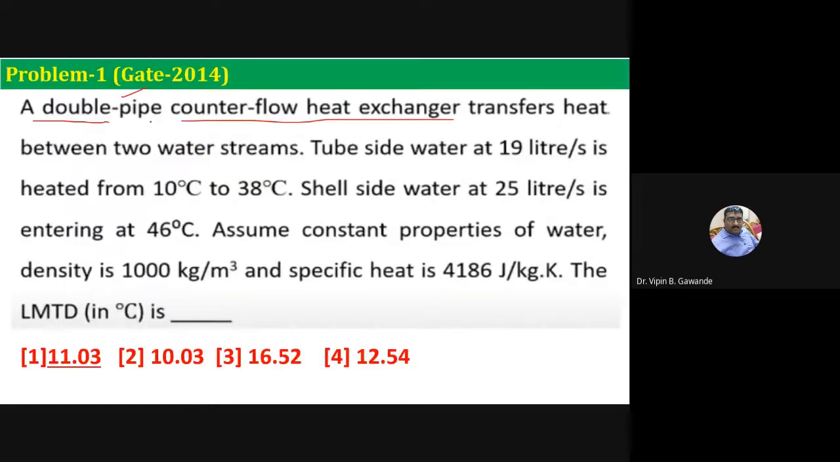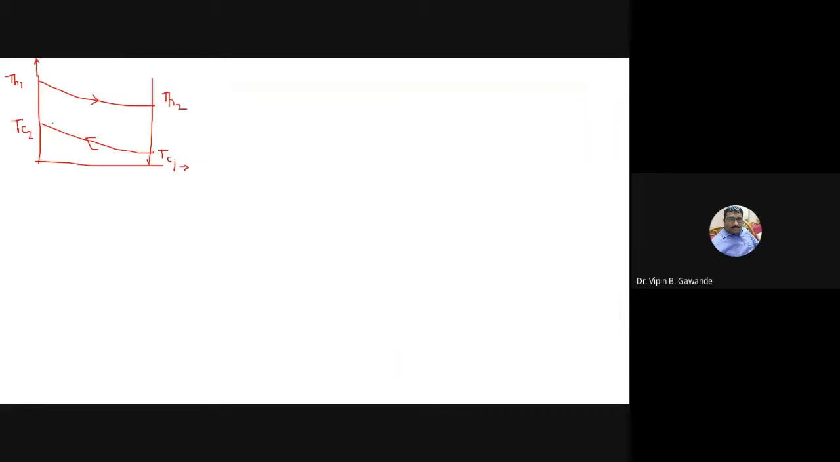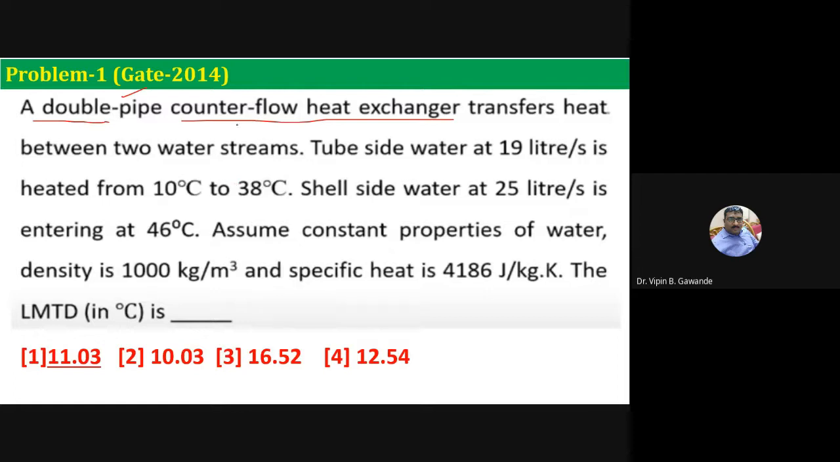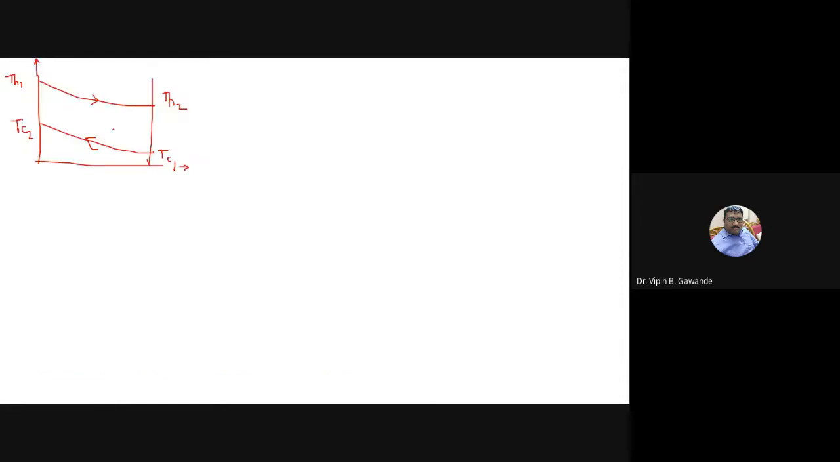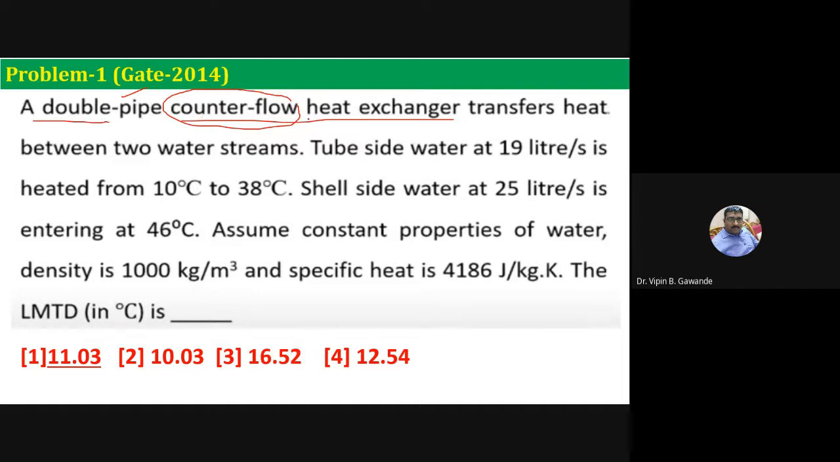So see the first statement of the problem, and we will draw our diagram. Counter flow heat exchanger, so draw that diagram. If counter flow is not mentioned in the problem, and only heat exchanger is mentioned, then by default it is always a parallel flow heat exchanger. So you have to remember that. Here it is specifically mentioned counter flow, so that's why we have drawn the diagram for the counter flow heat exchanger. Now let us go for the next one.